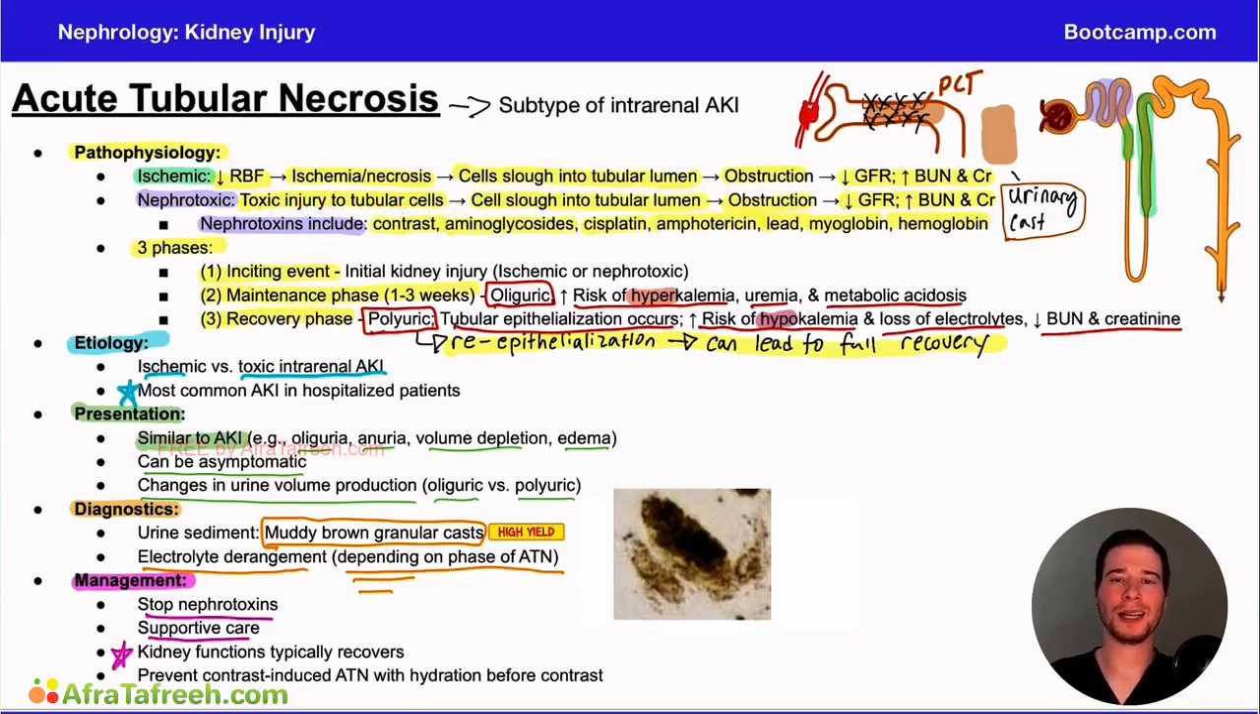And finally, a key clinical point I want to make is that to prevent contrast-induced acute tubular necrosis, we can prehydrate the patient with an excessive amount of fluid. We talked about how one of the nephrotoxins is contrast. Well, we know in hospitalized patients, a lot of times they are going to get imaging, and a lot of times that imaging is going to use contrast.